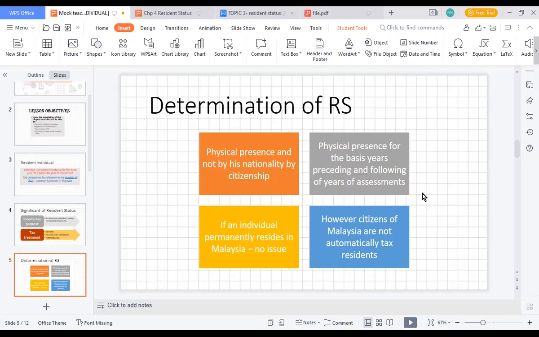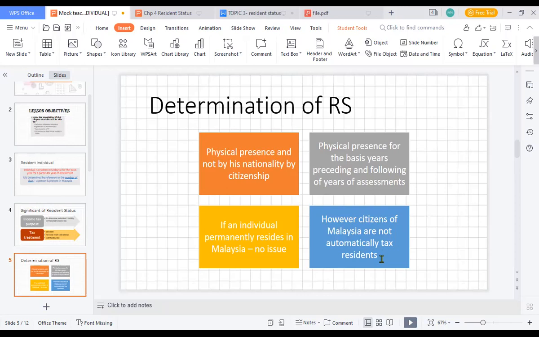That is what it means. If an individual permanently resides in Malaysia, then no issue, like us. We stay in Malaysia, we were born in Malaysia, so no issues in determining whether we are resident or not. However, citizens of Malaysia are not automatically tax resident. So although we are citizens of Malaysia, not every tax treatment is applicable to us.